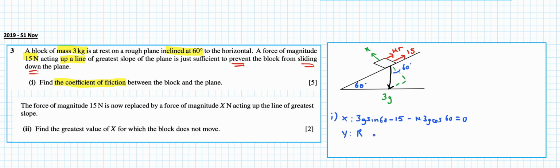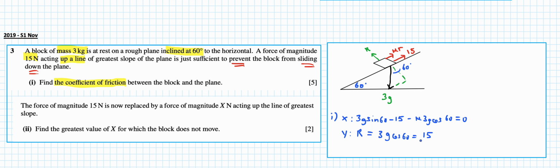3g sine 60: 3g is 30, and sine 60 is root 3 over 2. You would know that already, presumably. Of course, you have your calculator too. So I'm just writing in there: the normal reaction is 15 newtons. From there, you can find μ.